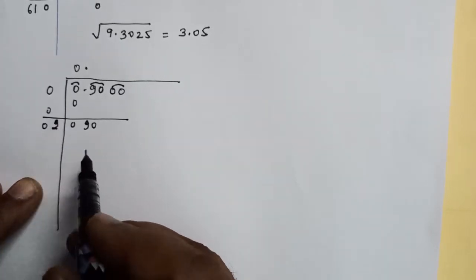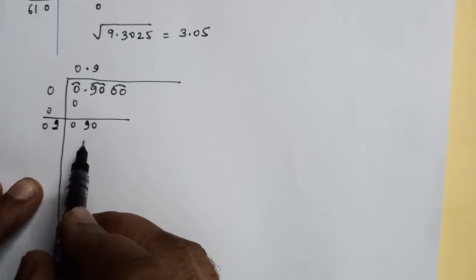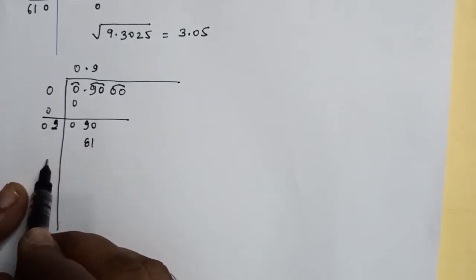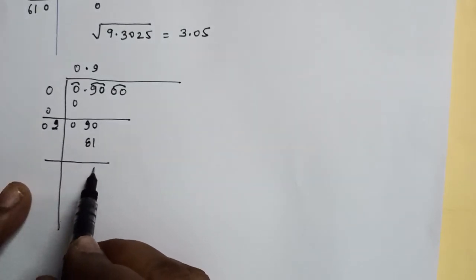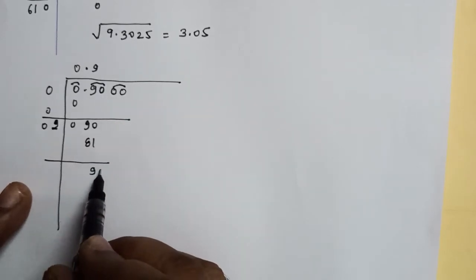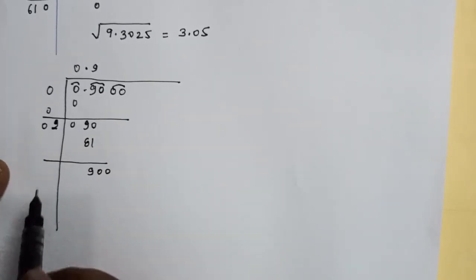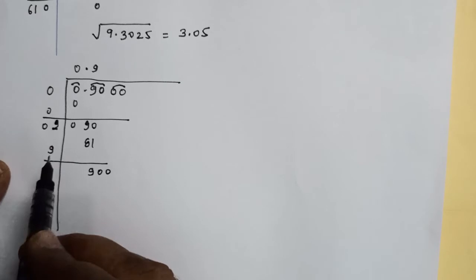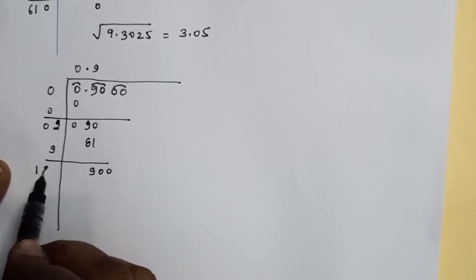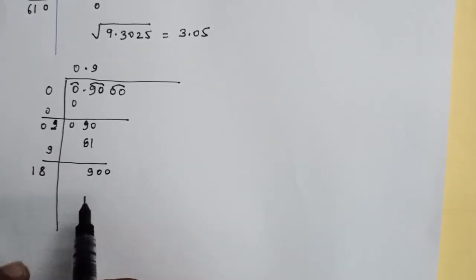We take 9. 9 9s are 81. Remainder 9. Next bar 0 0. Unit place 9. 9 plus 9, 18.